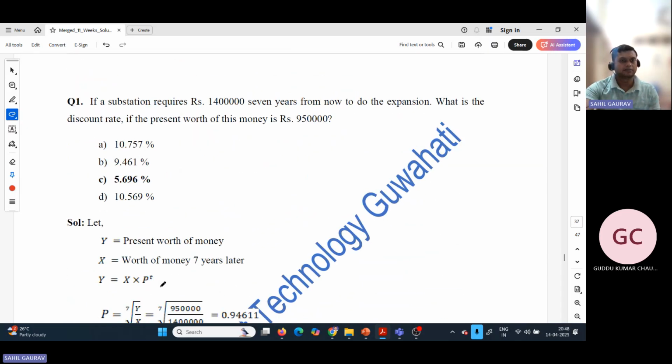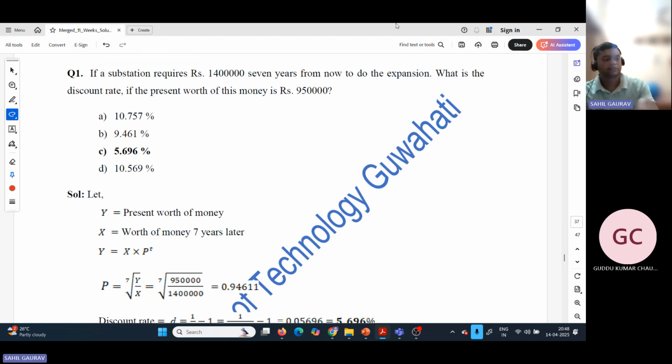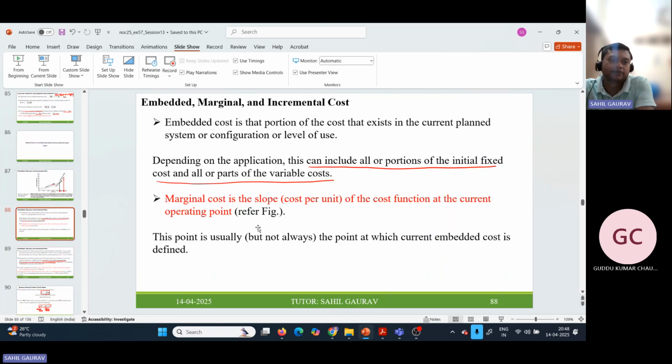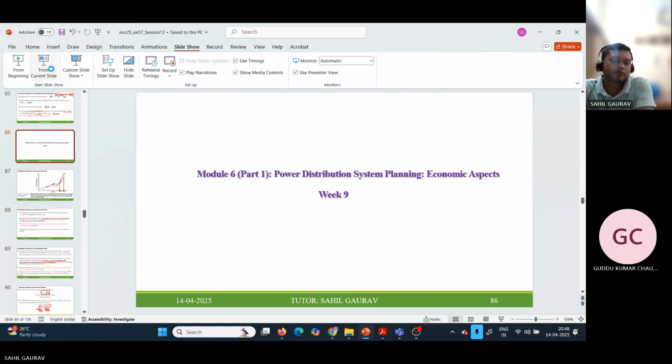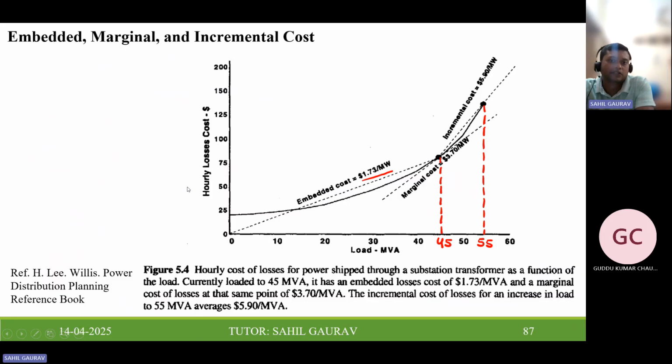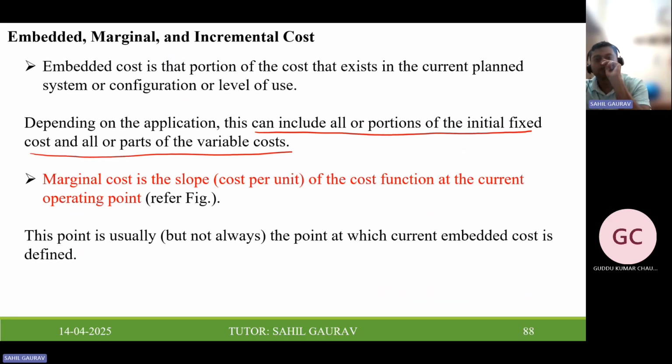Now assignment number 9 is related to economic aspects of power distribution planning. So let us see the big 9. Here first we will see the embedded cost, marginal cost, and incremental cost. Embedded cost is the portion of cost that exists in the current plant system or configuration or level of use. Depending upon the application, this can include all the portions of the initial fixed cost and all parts of variable cost. Marginal cost is the slope of the cost function at the current operating point.